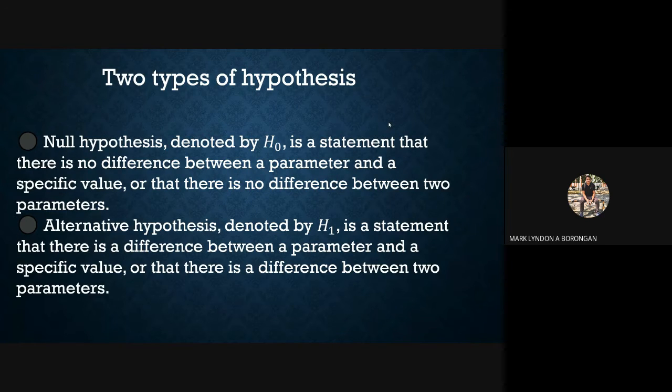Okay, so there are two types of hypothesis. The first one is the null hypothesis. It is denoted by H sub 0. It is a statement that there is no difference between a parameter and a specific value, or that there is no difference between two parameters. Another one is the alternative hypothesis. We denote this as H sub 1. It is a statement that there is a difference between a parameter and a specific value, or that there is a difference between two parameters.